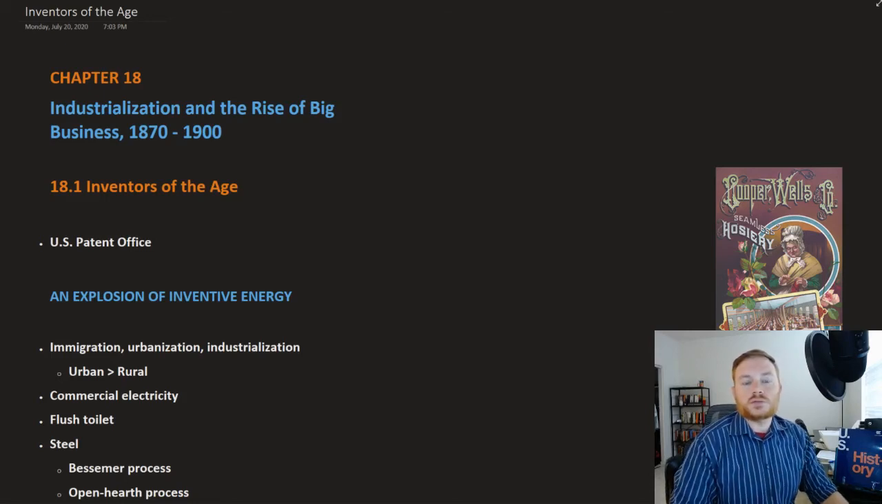Right. This is OpenStax U.S. History, Chapter 18, Industrialization and the Rise of Big Business, 1870 to 1900. We'll be looking at Section 1, Inventors of the Age.